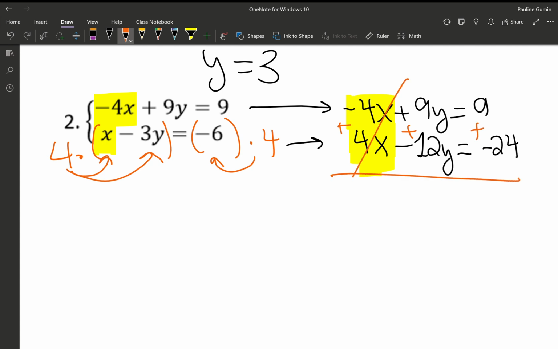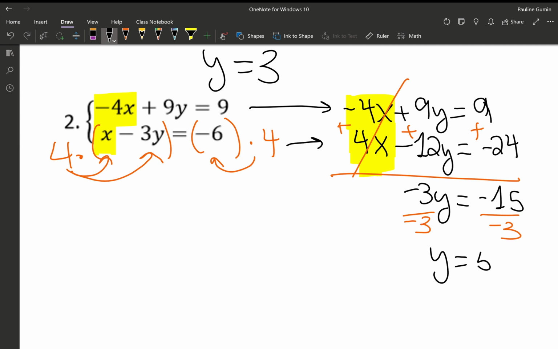Let's add everything. X's eliminate. 9 and negative 12 give us negative 3y's. 9 and negative 24 gives us negative 15. Divide by negative 3. Y equals positive 5. The second we find y, it doesn't really matter which equation we use to find x.